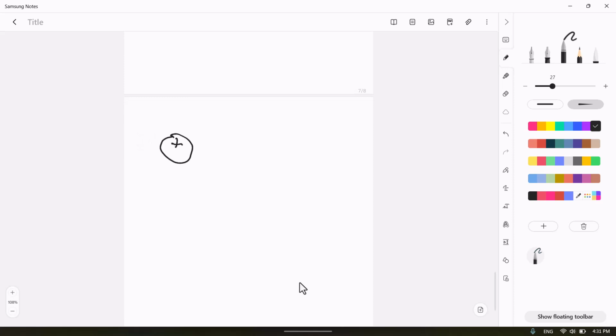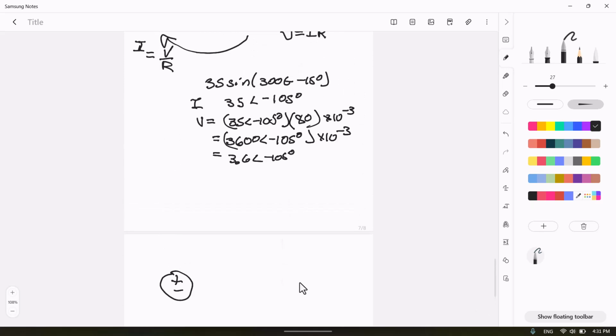Now the plus of my voltage source goes in the same direction as my arrow was. Did I make a mistake? Oh, I cannot add, subtract, multiply, divide. Those are mistakes I will make. So if you think I've made one of them, I probably have. Oh, okay. You said 35 angle negative 105 times 80, gotcha. And it says 2.8 angle negative 105 degrees.